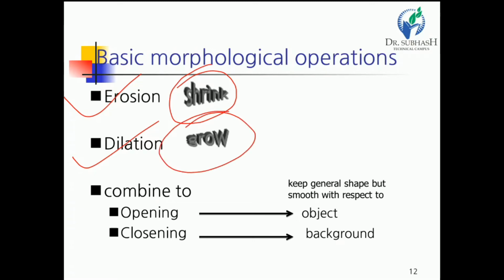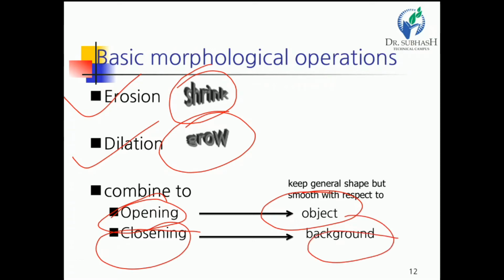Combining them gives opening and closing, which keeps the general shape but smooths it. Opening is equivalent to working on the objects, and closing is equivalent to working on the background of any image.